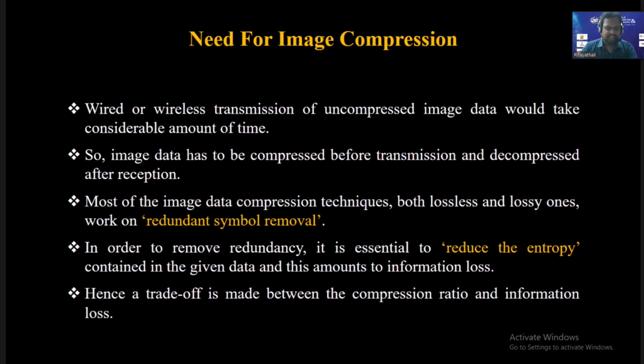Most of the image data compression techniques, both lossless and lossy ones, work on redundant symbol removal. In order to remove redundancy, it is essential to reduce the entropy contained in the given data, and this amounts to information loss. Hence, a trade-off is made between compression ratio and information loss.